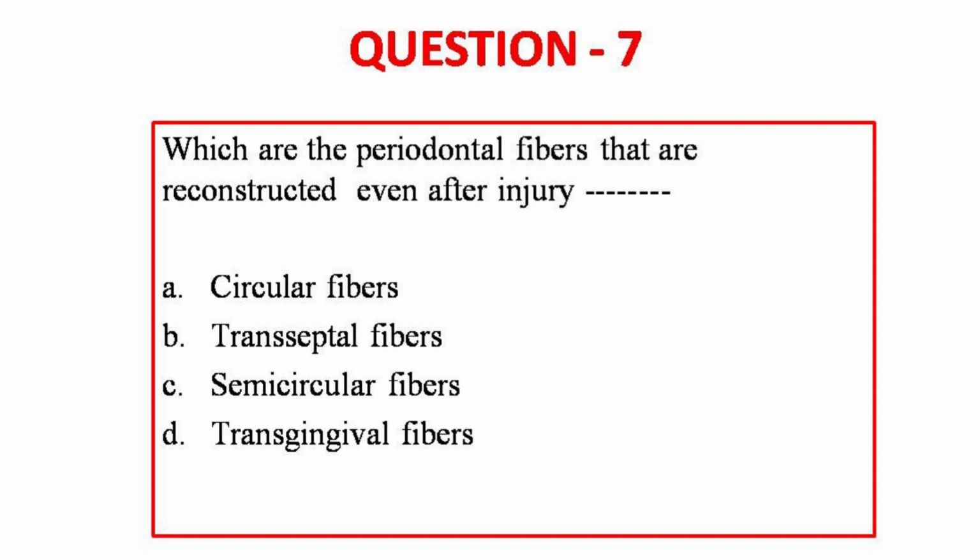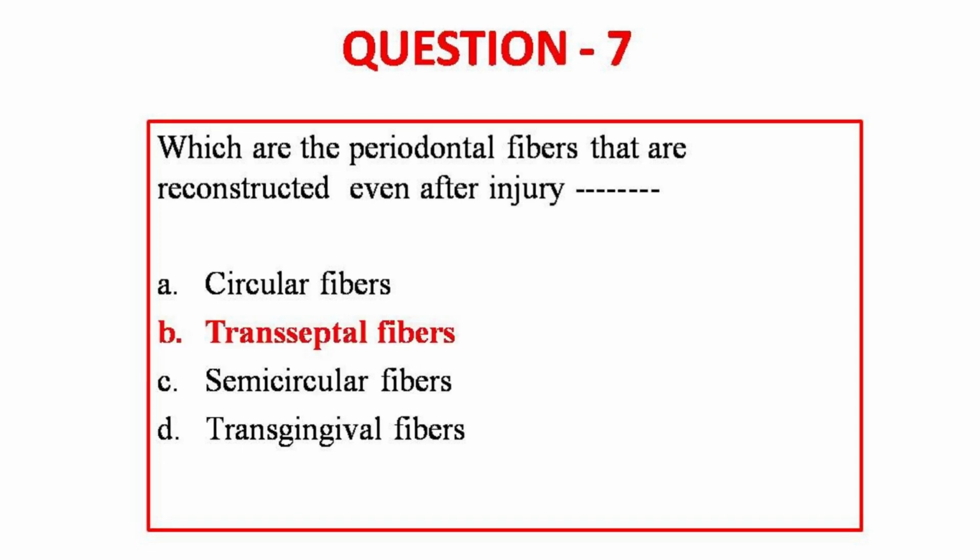Moving on to question number 7. Which are the periodontal fibers that are reconstructed even after injury? The answer to this question is transseptal fibers. These transseptal fibers are embedded in the cementum of the adjacent teeth, where they form an interdental ligament. These fibers may be considered as belonging to the gingival tissue, as they do not have any osseous attachment.